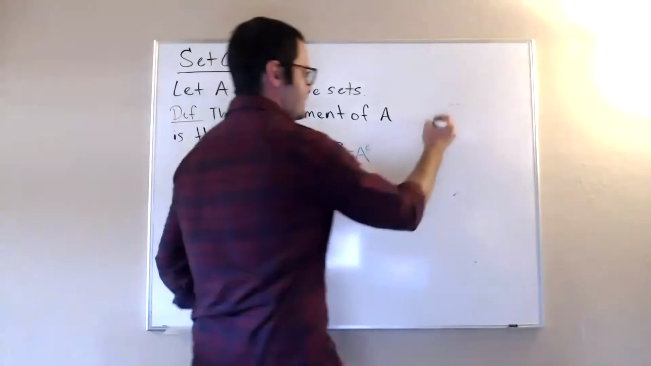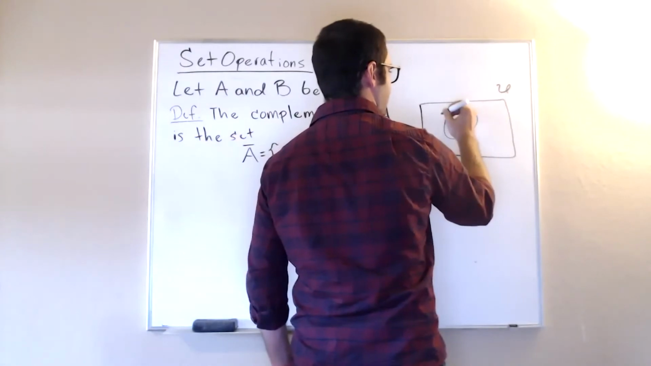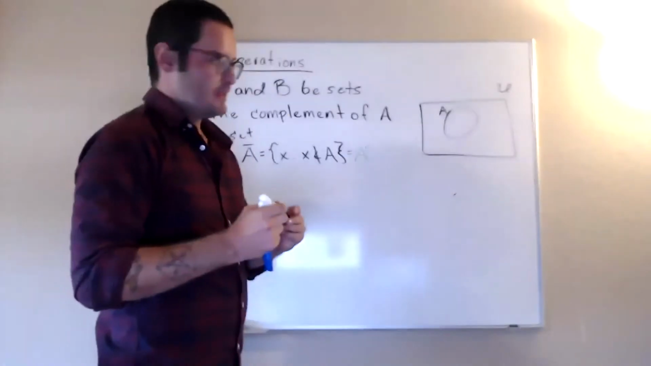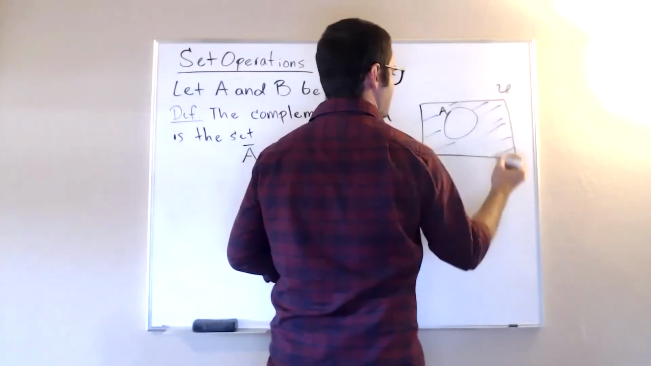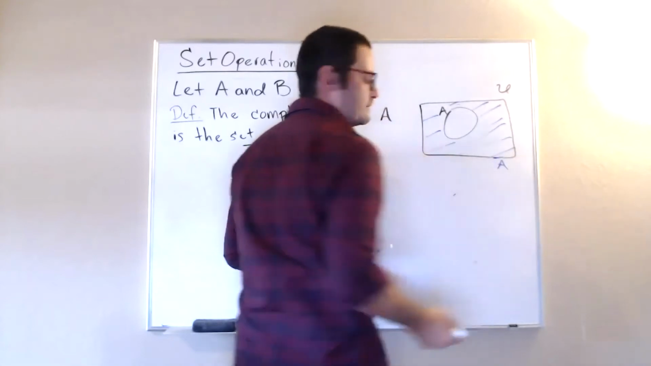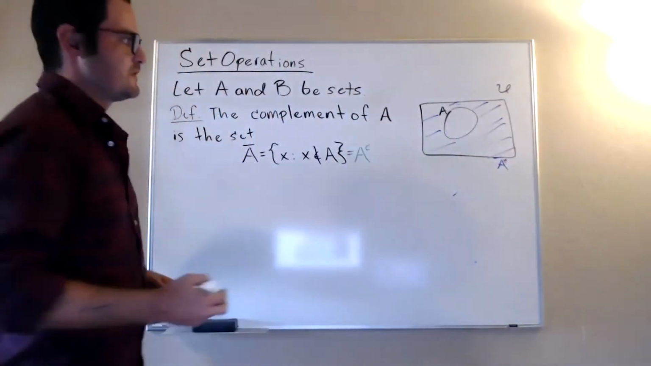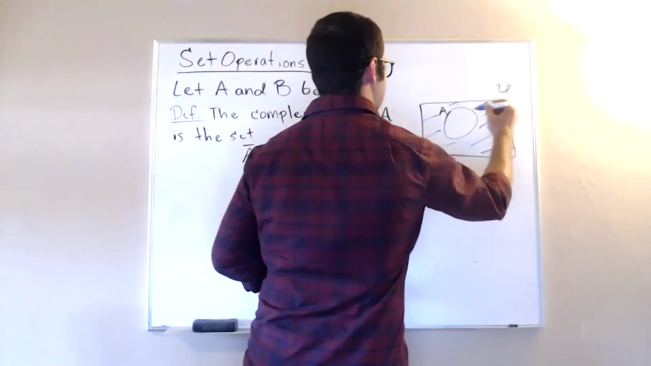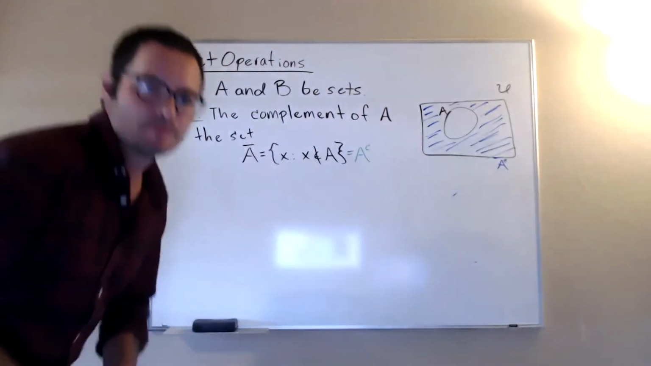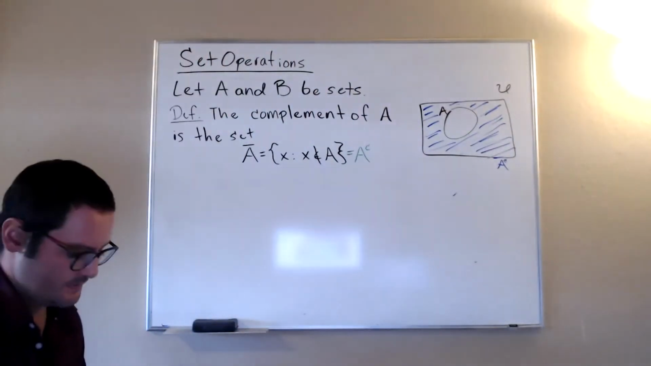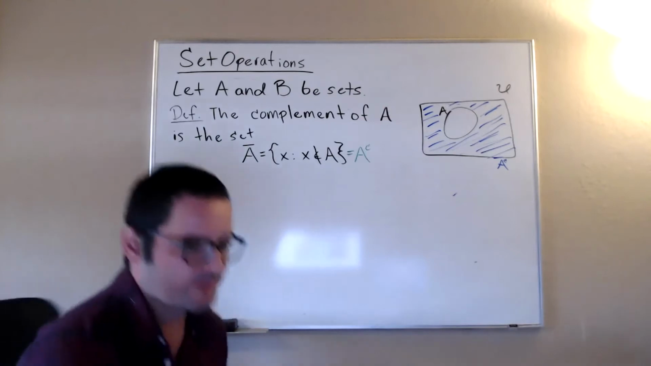Okay. In this, if you look at a Venn diagram, if this is the set A there, then everything outside of A is in A complement. Okay, so all of this out here. All right, so those are the basic set operations.